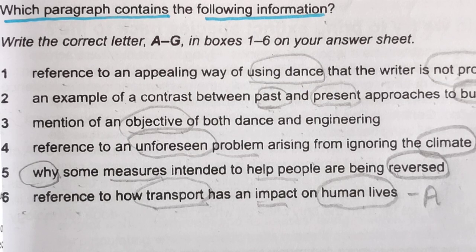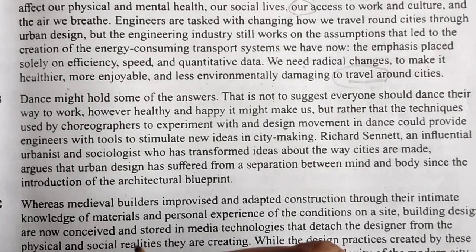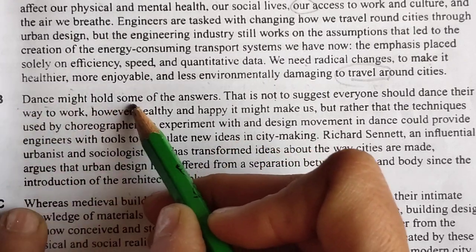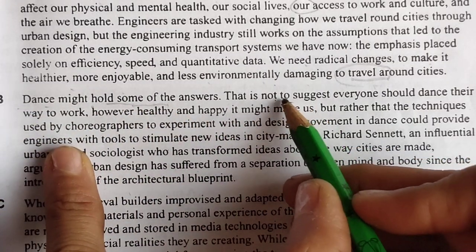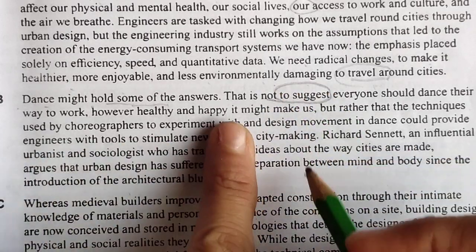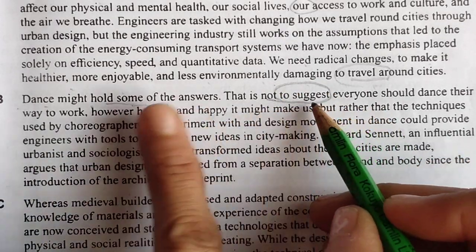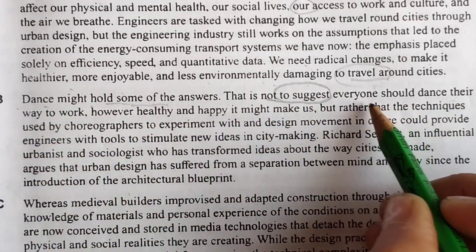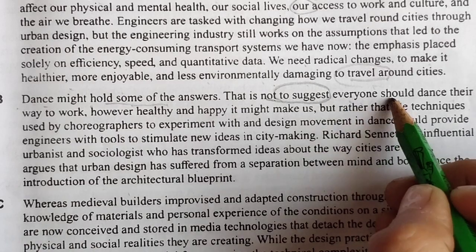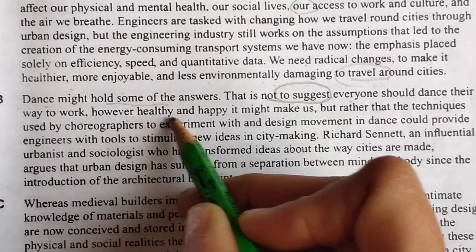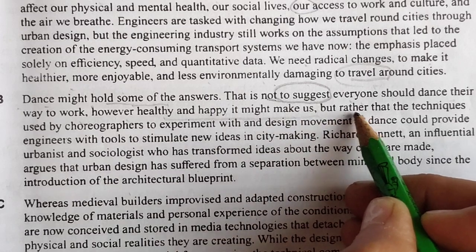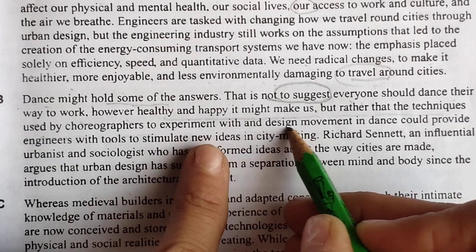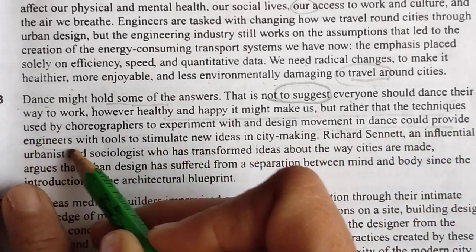Now let's move on to paragraph B. Please do it with me. Whatever I am reading now, paragraph B says dance might hold some of the answer. That is not to suggest, the writer is not proposing. So this was given about dance. Let's read another line also: everyone should dance their way to work, however healthy and happy it might make us, but rather that techniques used by choreographers to experiment with the design of movement in dance could provide engineers.